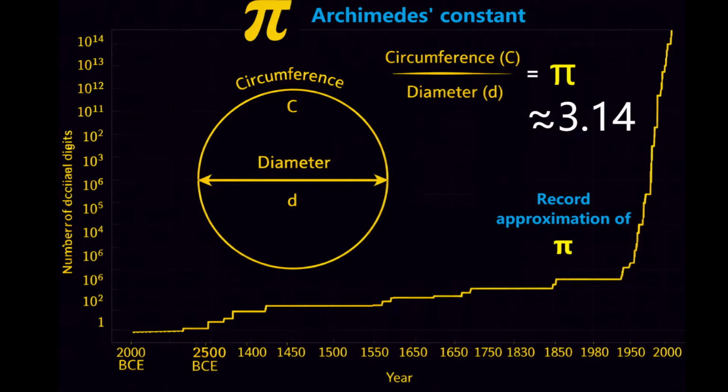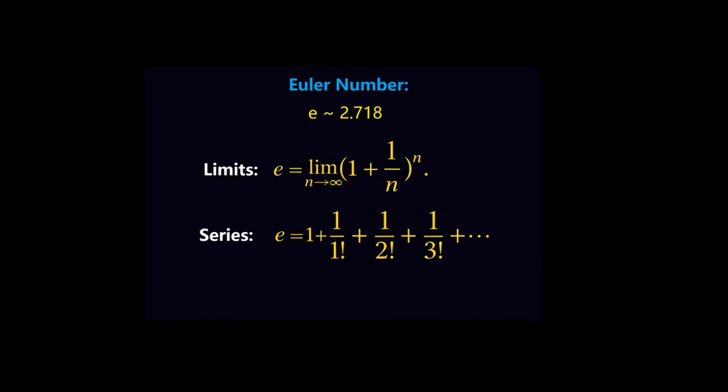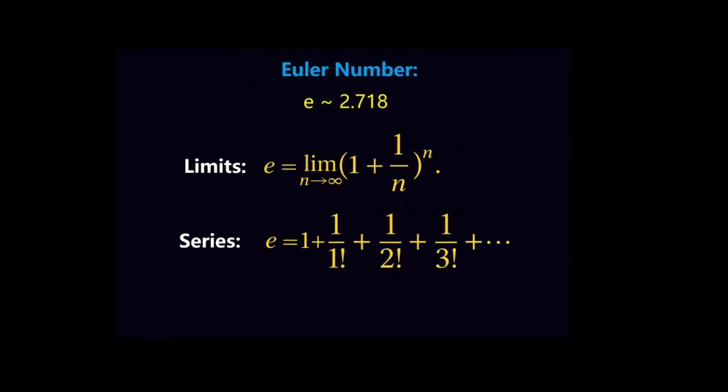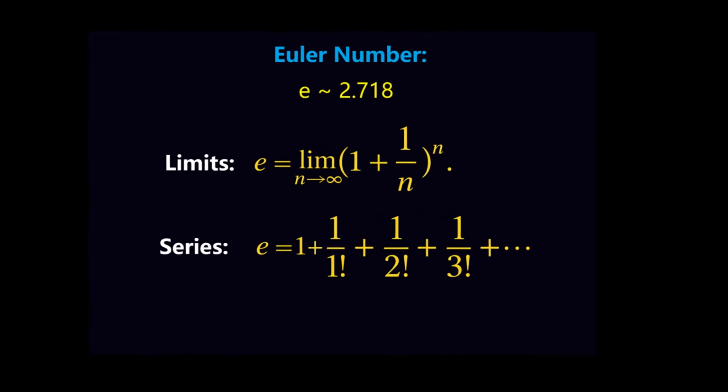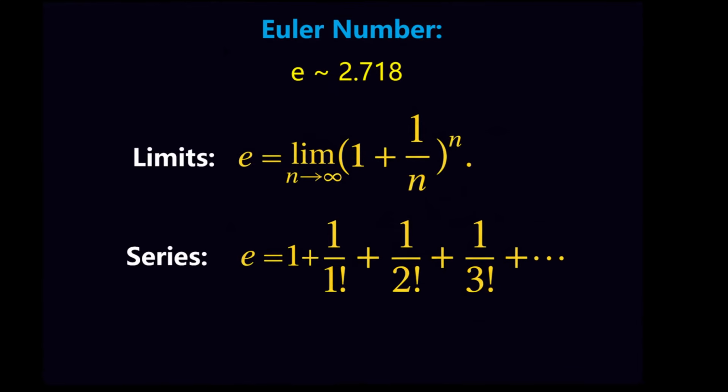To see just how remarkable this constant is, as mathematicians developed new algorithms and computers became increasingly powerful, the number of known decimal digits of pi grew dramatically. Next, e, Euler's number. About 2.718. Serving as the base for natural logarithms and exponential functions. Crucial for modeling continuous growth and decay, population, interest, radioactive decay, and appearing in various formulas defined by limits.